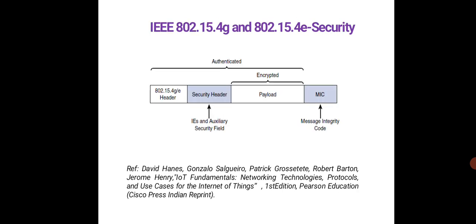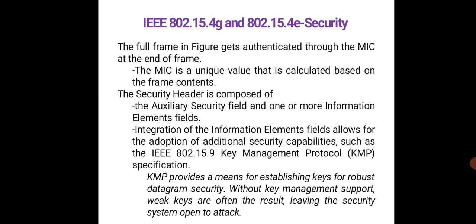So coming to the security, this is actually the frame associated with the security. So we'll see about this. The full frame in this figure gets authenticated through the MIC at the end of the frame. Even in the previous case we have seen MIC. It is a unique value that is calculated based on the frame content. The security header is again composed of the auxiliary security field and one or more information element fields, that is the IE field.